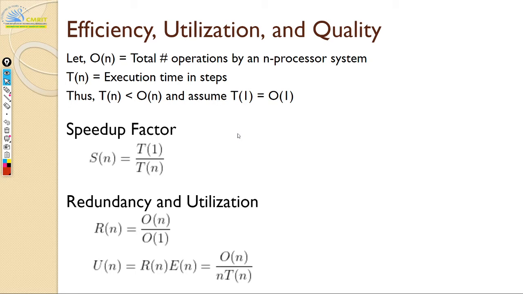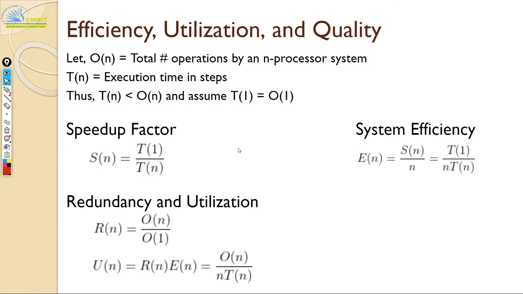Utilization says how much, out of n processors you have, how much you are making use of. So that is nothing but R of n times E of n. E of n is your efficiency, so how efficient you are. To get what E of n is, we will find out.